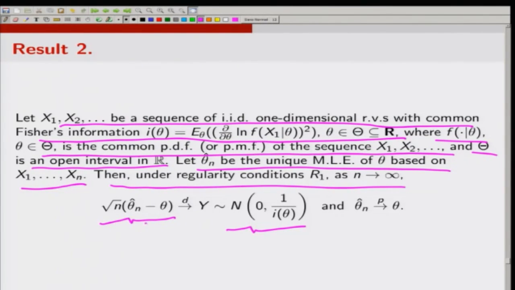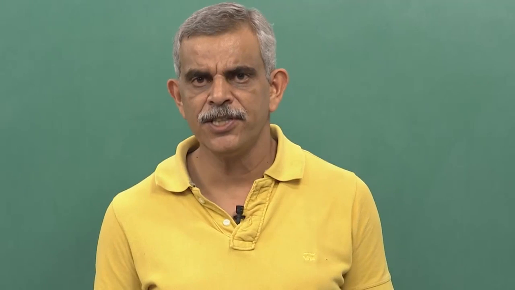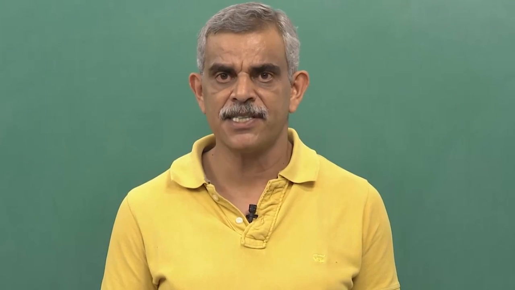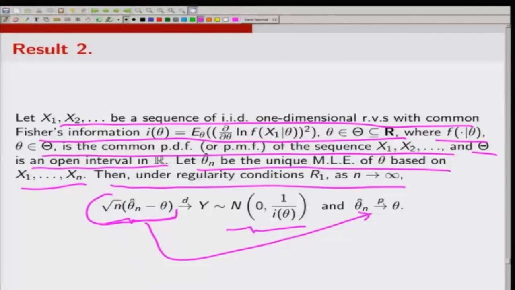Now certainly if this happens, then I know that θn hat has to go in probability to θ. So what it says is the MLE would always converge in probability to θ. That means the MLE for large sample sizes is getting very close to the true value of θ. Not only that, if I normalize it with root n and subtract the actual value of the parameter, I get a normal distribution with mean 0 and variance 1 upon I(θ) for large sample size.